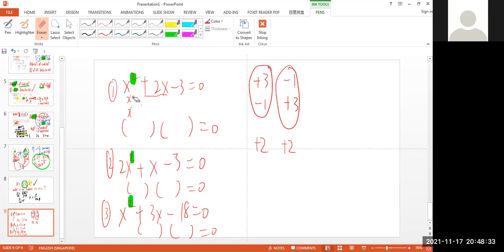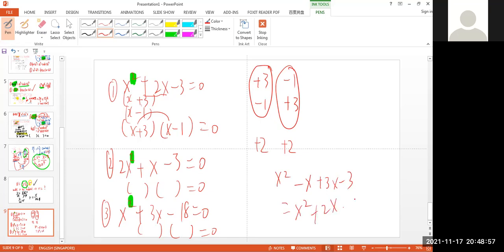Okay, then you test the first. So this is x plus 3, that's your first bracket. x minus 1 is the second bracket. So just test. Open it, you will get x squared, minus x, then plus 3x, then minus 3. Good, so you get plus 2x. So this is the combination. That's how you can get the combination.